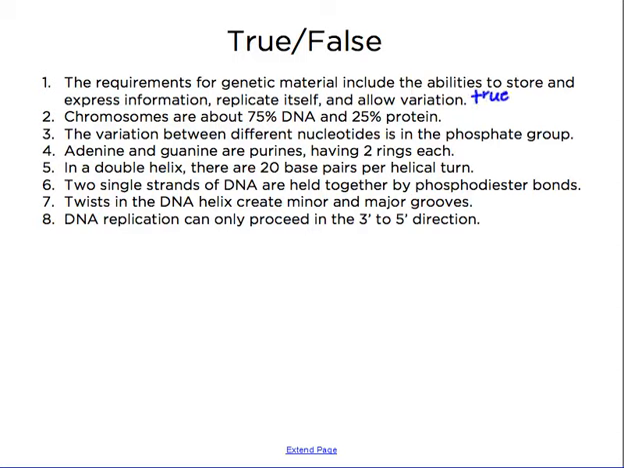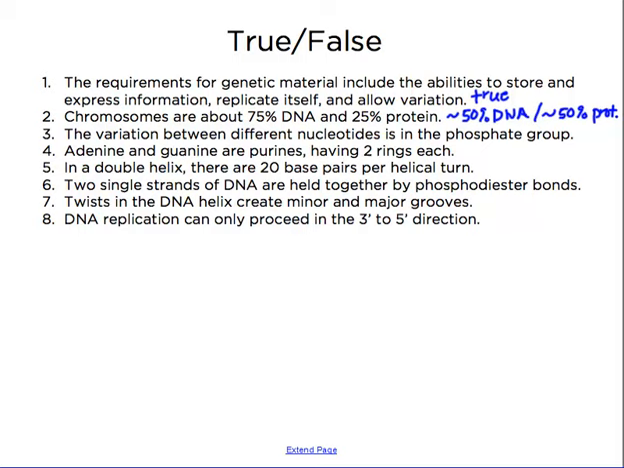And that is why DNA is the perfect genetic material, because it stores the information, it allows expression through transcription of the genes and then translation of the gene. It also can replicate itself through DNA replication, and it allows for variation because there are different bases, and it could also go through mutations. 2. Chromosomes are about 75% DNA and 25% protein. This is false. Chromosomal composition is actually roughly 50% DNA and 50% protein.